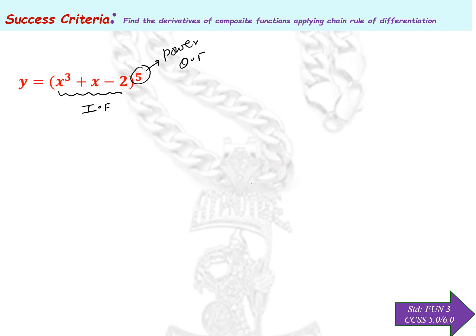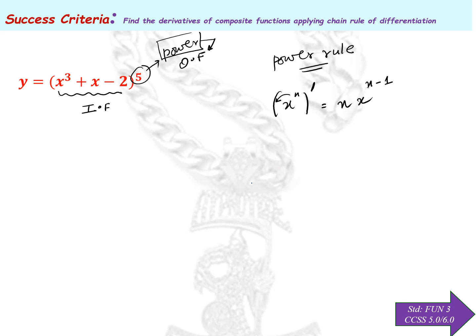Now, whenever there is a power, remember that power as an outer function, you have to apply the power rule. So if I write the basic power rule, it says that if you want to take the derivative of x to the power of n, you will bring the n beside the x, write the x as it is, from this power subtract 1. So this is the power rule.